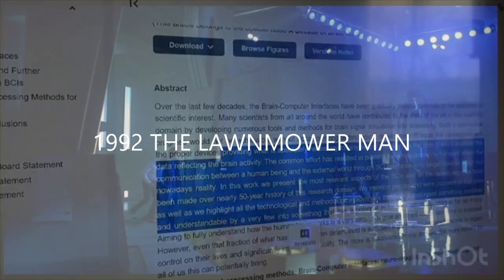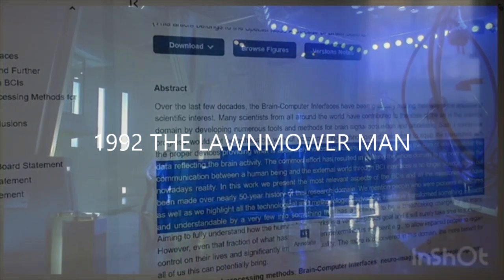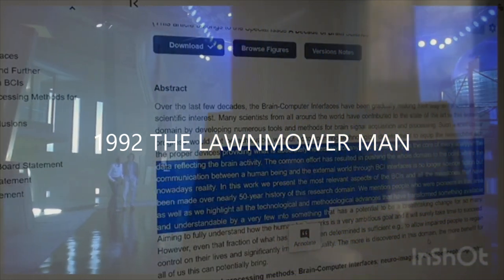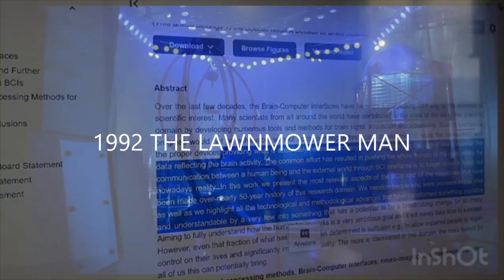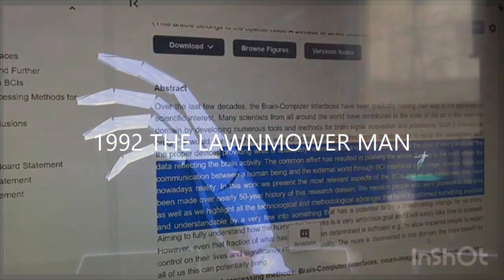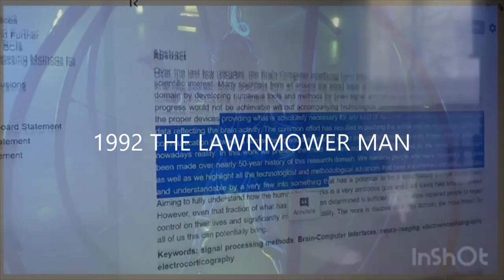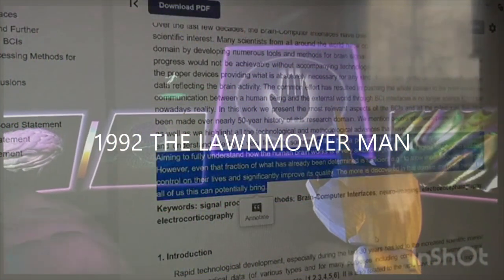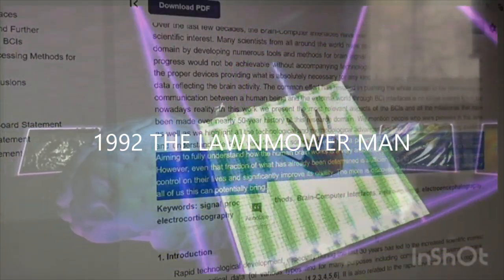In this work, we present the most relevant aspects of the brain-computer interfaces and all the milestones that have been made over nearly 50-year history of this research domain. We mention people who are pioneers in this area as well, as we highlight all the technological and methodological advances that have transformed something available and understandable by a very few into something that has potential to be a breathtaking change for so many. Aiming to fully understand how the human brain works is a very ambitious goal, and it will surely take time to succeed.